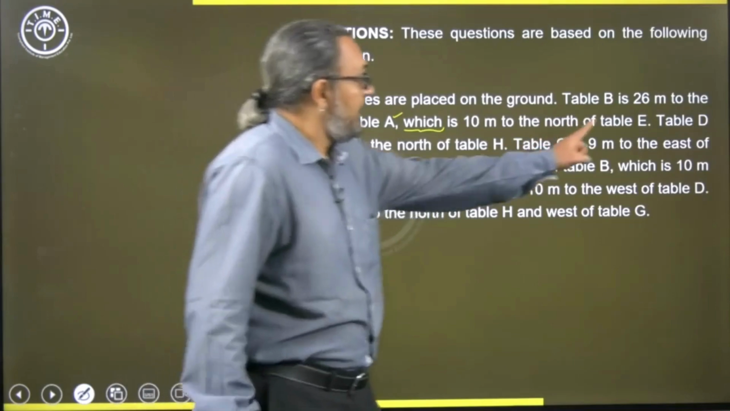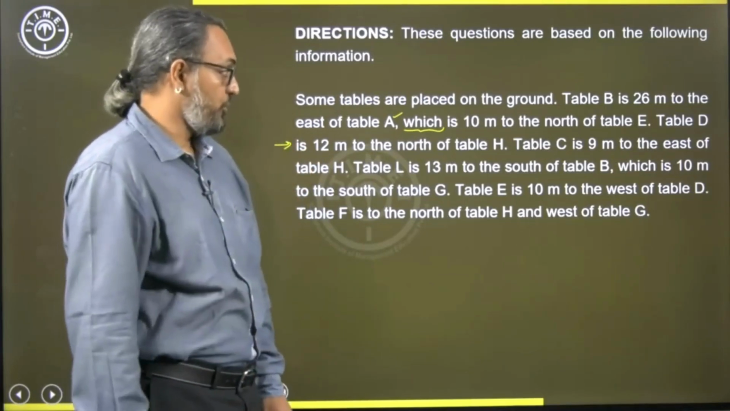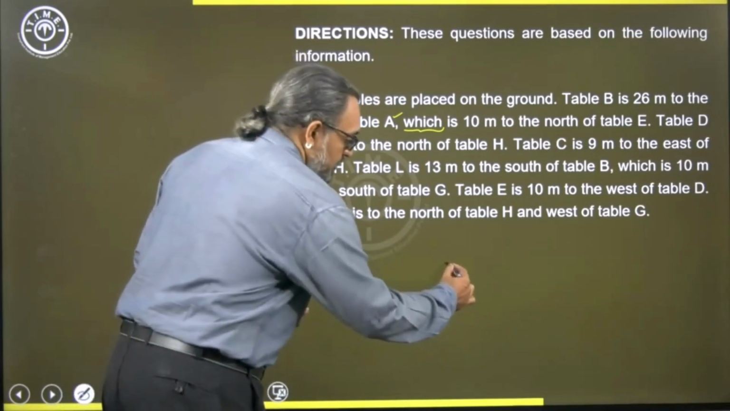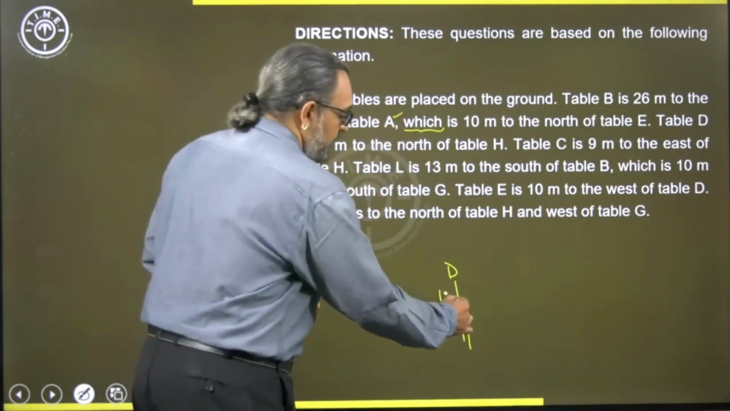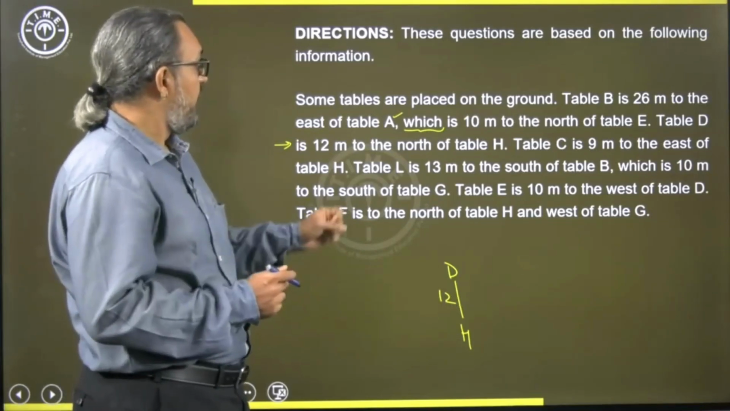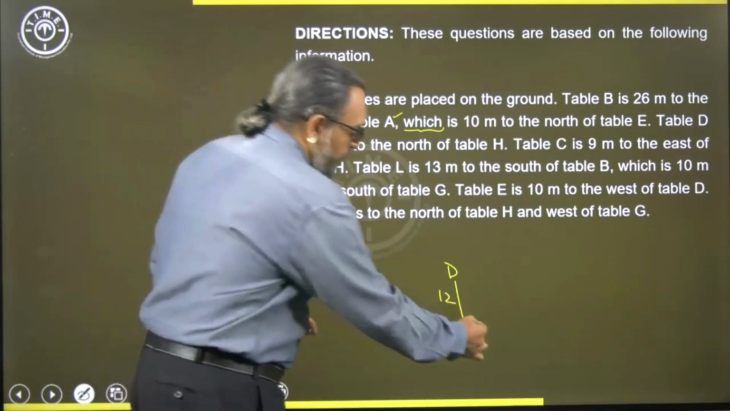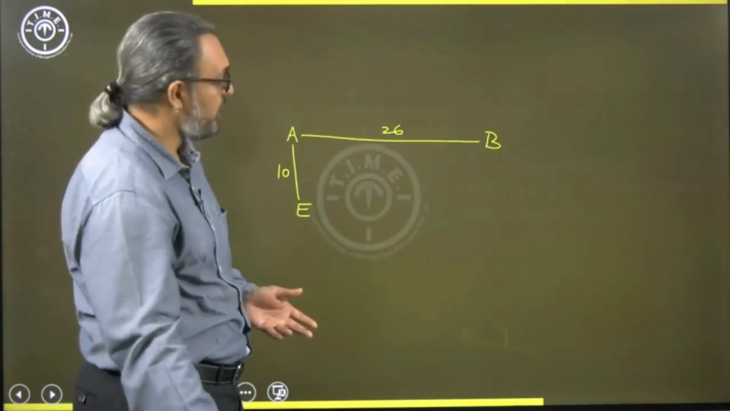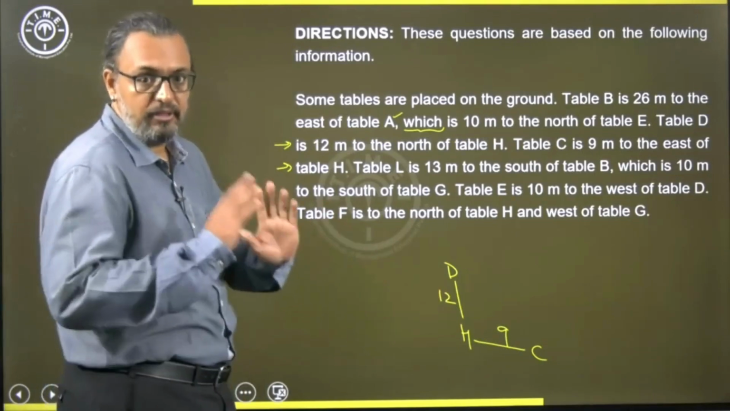Then, table D is 12 meters to the north of H. So, D is north of H, he says. So, like this. D is above H, okay, and the distance we know is 12, because I do not know where D or H is, so I am putting it separately for now. Now, C is 9 meters east of H, east is right side of H. So, D, H and C, this is how it is, but I do not know where it is right now, so I have put it separately here, then we will consider it.